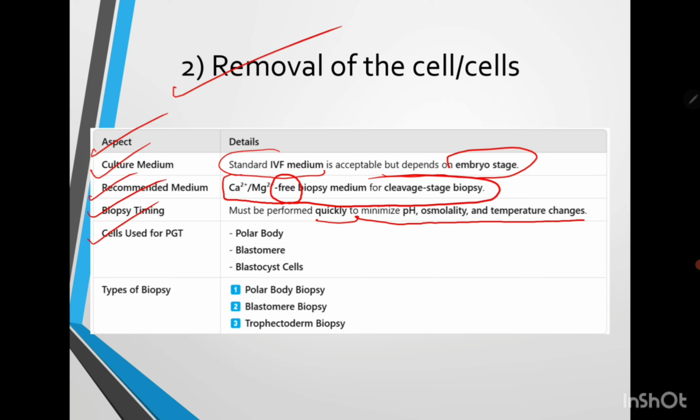For preimplantation genetic testing, you can take a polar body biopsy, or a blastomere biopsy, or a blastocyst cell biopsy. The type of biopsy is based on the type of cells you are taking out. If you take the polar body, it is a polar body biopsy. If it is blastomere, it is a blastomere biopsy, or you can take a trophectoderm biopsy.